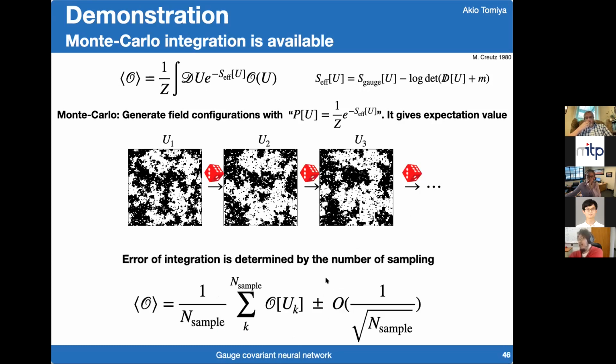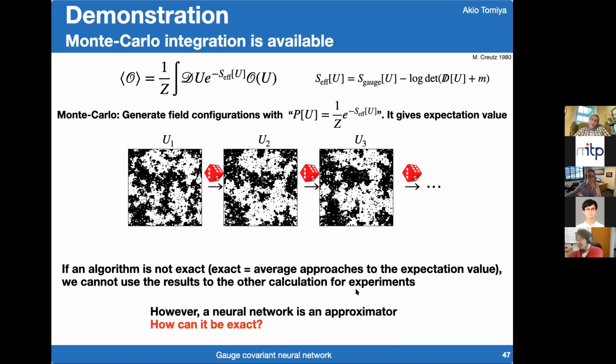And this procedure gives the exact result, right? If we collect as many configurations, the error bar shrinks as one over square root of N samples, so the average will approach the exact expectation value. This is an exact algorithm. On the other hand, a neural network is just an approximator, right? So how can it be exact? This is the problem.